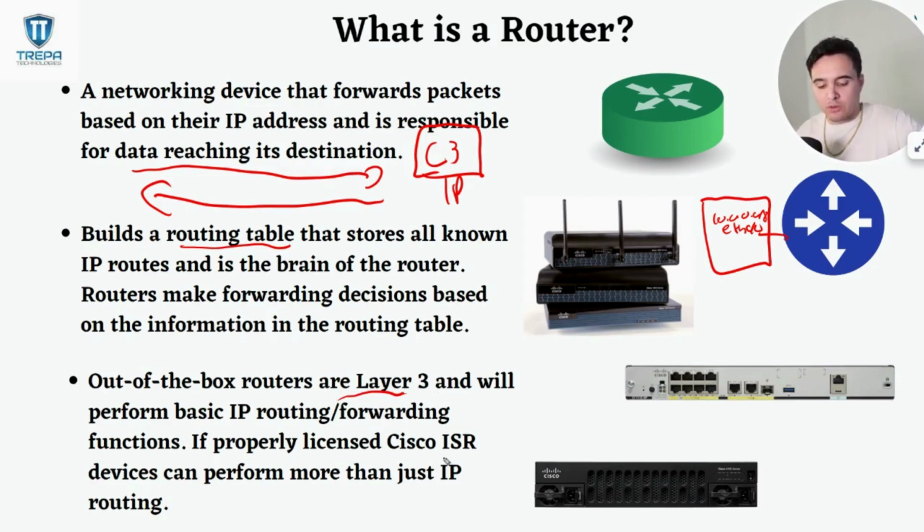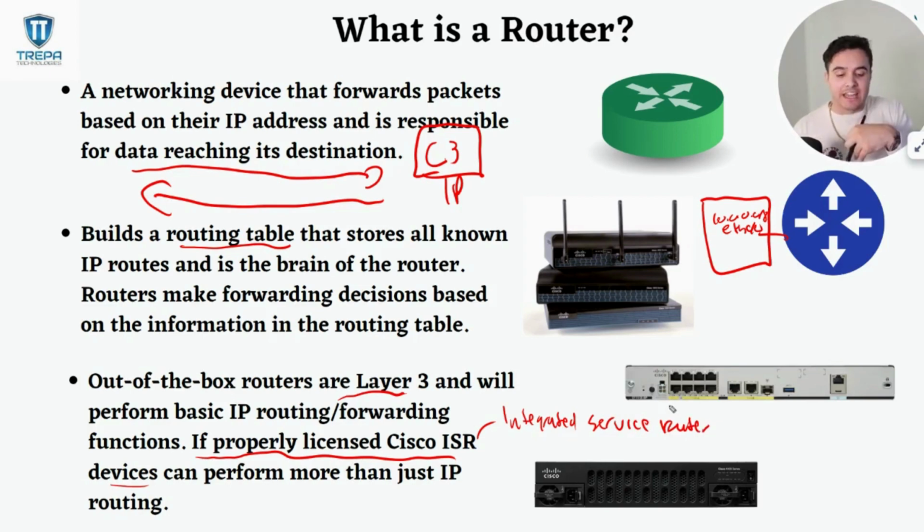And then I have this note here. If properly licensed, Cisco ISR devices can perform more than just IP routing. So what do we mean by that? Well, what is ISR, right? Because in tech, and really every company, every industry loves their acronyms, right? So ISR stands for Integrated Service Router. And the reason we talk about Cisco's ISR platforms and different series in the CCNA is because mainly a CCNA is working with these types of routers that you're going to see on an enterprise or a company's autonomous system or domain, right?